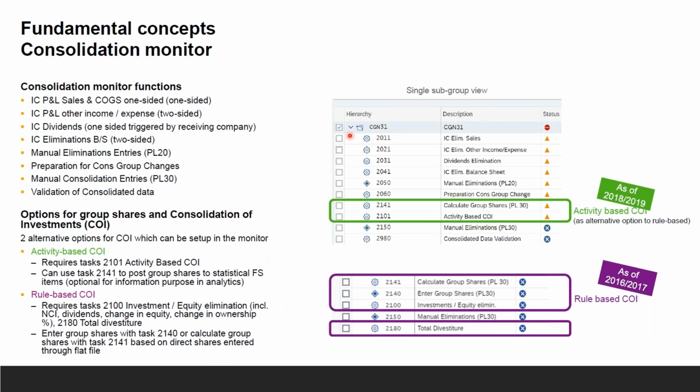So this is the consolidation monitor. Again, you can see the activity-based consolidation of investments. We have one more task here in this consolidation, which has been introduced with activity-based: consolidation of investments and group-based consolidation of investments. Currently we are going ahead with the group-based consolidation of investments. For the activity-based, there will be a separate task type. That is the difference in the consolidation monitor between rule-based and activity-based.